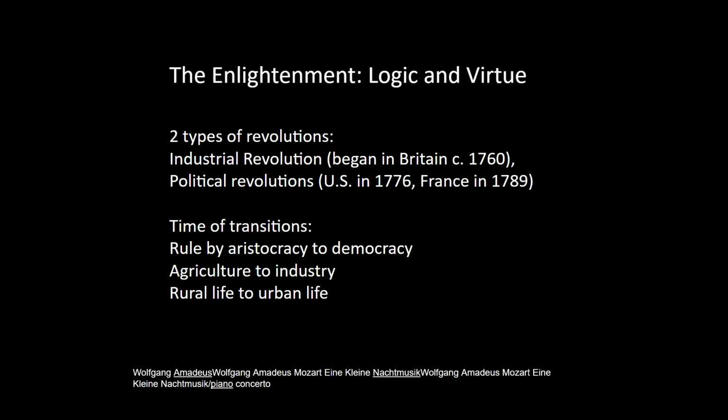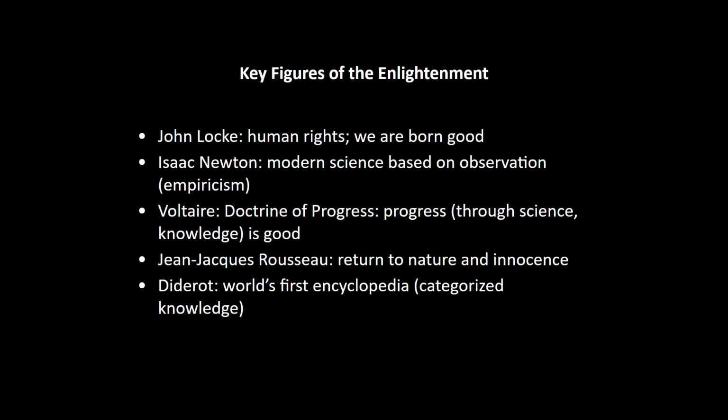Some of the key figures during this era: we get John Locke. Human rights, that we are born good, and there are certain rights you have regardless, just by virtue of being human, like life, liberty, pursuit of happiness. We're getting that a lot from him. John Locke is very important to the founding fathers. Isaac Newton, with the birth of modern science based on observation, so empiricism. Voltaire, who's French, with the doctrine of progress, progress through science and knowledge, and that's good. Then Rousseau, Jean-Jacques Rousseau, super famous, came up with the noble savage, but return to nature and innocence. And then Diderot, whose world's first encyclopedia categorized that knowledge.